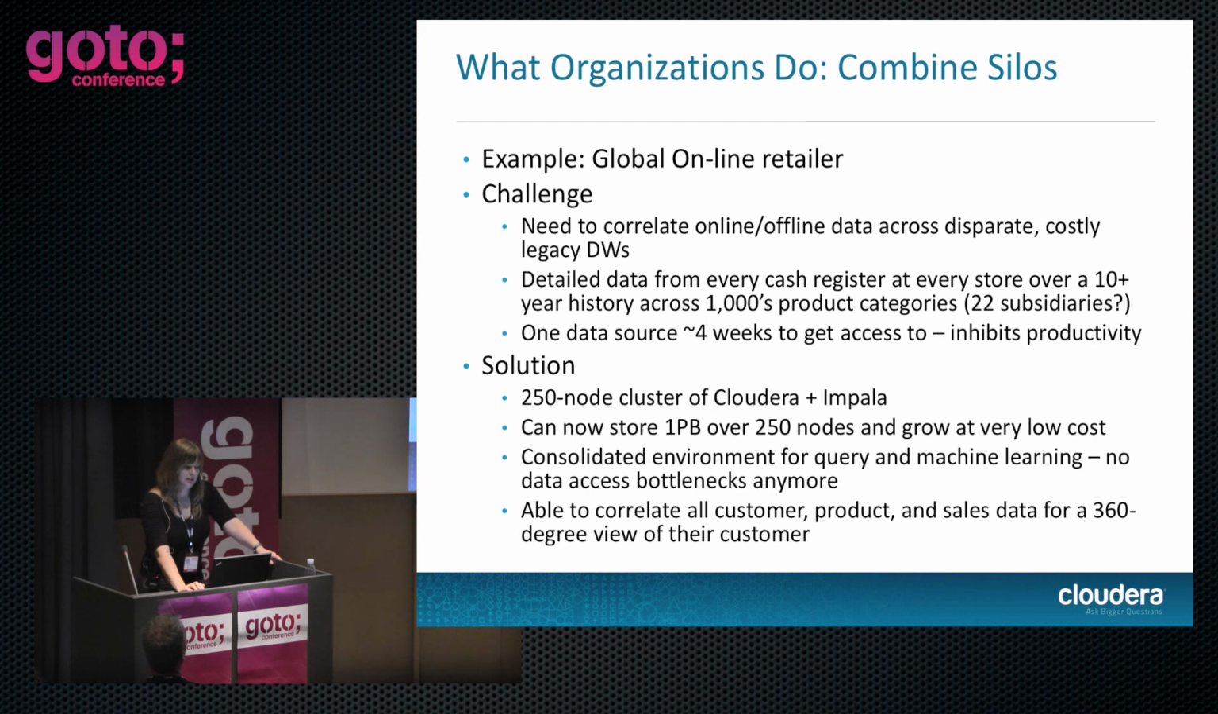So one global online retailer had 22 subdivisions, different retailer brands. They had thousands of different products. They had an online store, and they have real stores. You want to understand if a customer that goes online and looks something up actually goes to a real store and purchases it later. You want to combine that data.